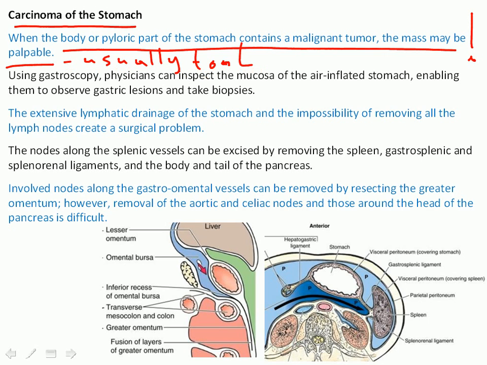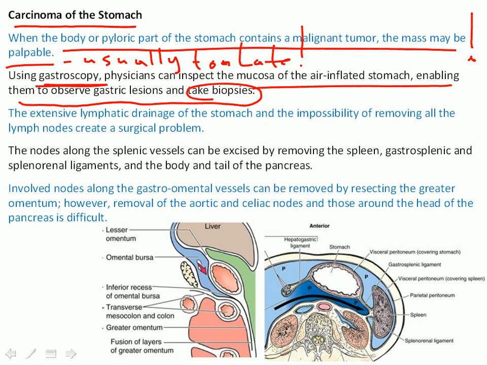a patient using gastroscopy. And gastroscopy is considered one of the most sensitive techniques to detect gastric carcinoma. For example, in some countries with a high incidence of gastric carcinoma, it's kind of a routine method of examination of the patients, to screen patients for gastric cancer. The physician can inspect the mucosa of the air-inflated stomach and, let's say, take a biopsy of suspicious portions of the mucosa.